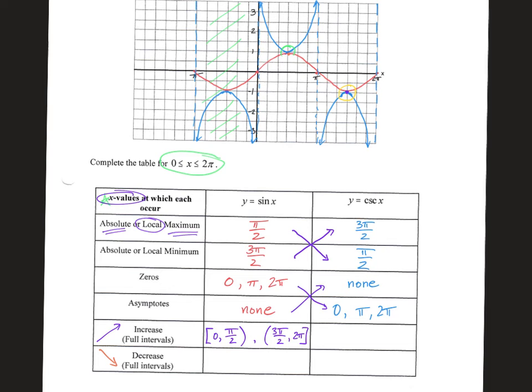So if I just get rid of that interval, we cannot include pi by 2 because it's not decreasing. It ends at 3 pi by 2, and we cannot include that either. There you go.